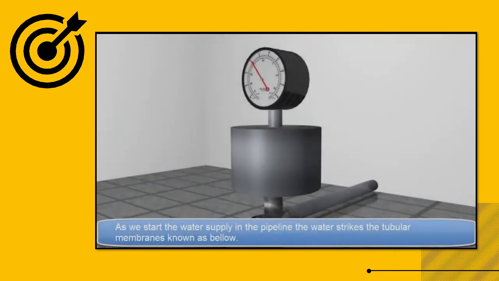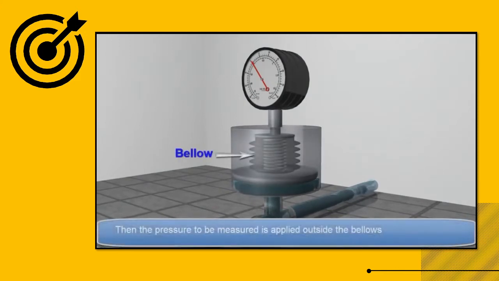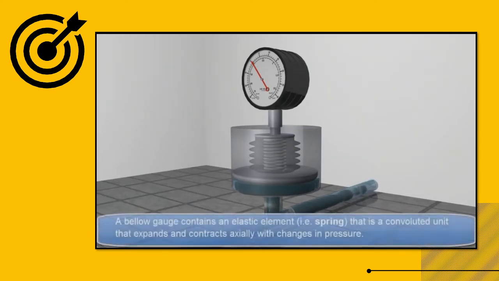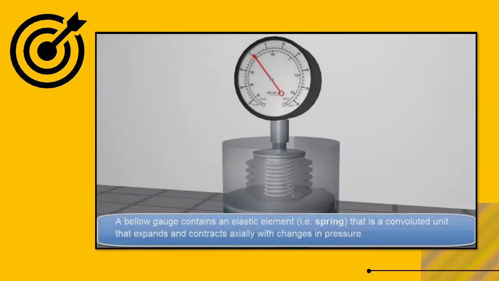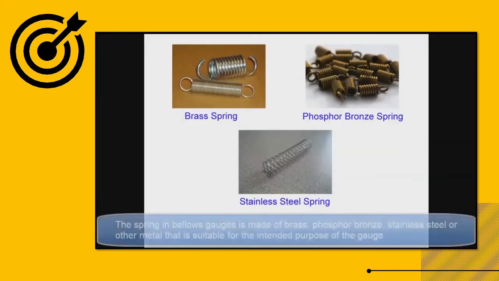As we start the water supply in the pipeline, the water strikes the tubular membranes known as bellow. Then the pressure to be measured is applied outside the bellows. A bellow gauge contains an elastic element, that is spring, that is a convoluted unit that expands and contracts axially with changes in pressure. The spring in bellows gauges is made of brass, phosphor bronze, stainless steel, or other metal that is suitable for the intended purpose of the gauge.